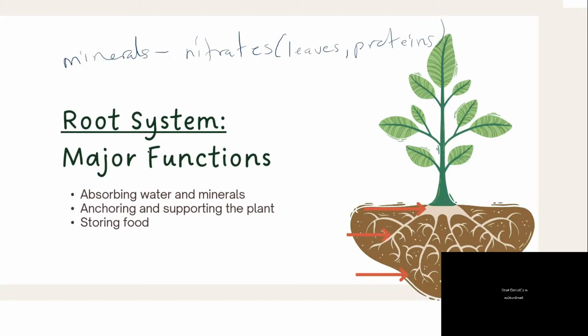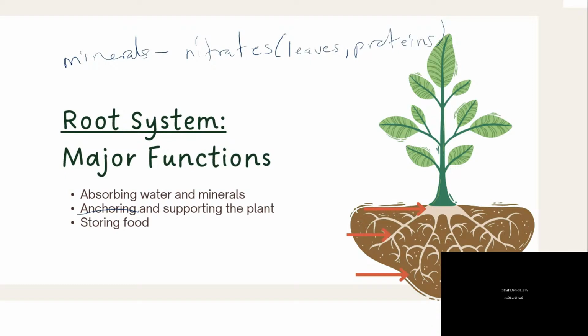Then another function of the roots is that it provides anchorage to the plant, thus supporting the plant. So the plant needs support, and this support it gets in the form of anchorage from the roots. So the roots provide this much needed anchorage, and it's very important for the plant, right?